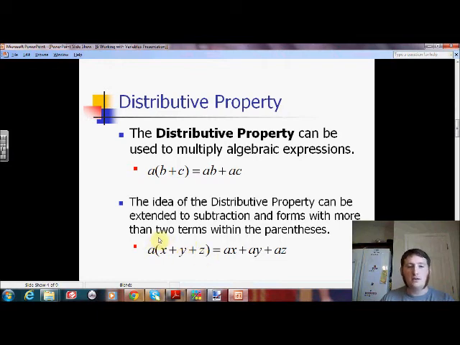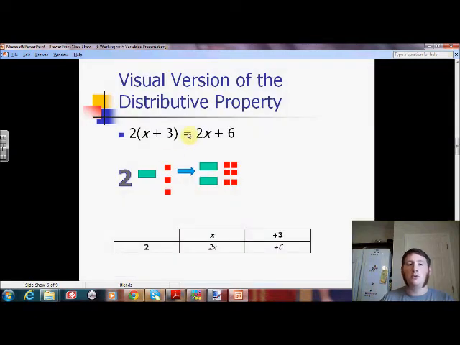Well, we can extend the distributive property out. Doesn't matter whether it's addition or subtraction. There might be more than two pieces or terms inside the parentheses. But you end up with ax plus ay plus az. Alright, and so here's a visual version of the distributive property. 2 times x plus 3. Well, if you think of this as being like x, and then here's your plus 3, then 2 times all of that would mean you need 2 rectangles, and then 6 little red squares.